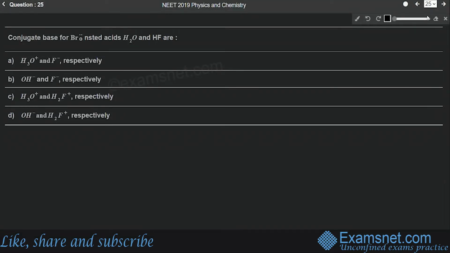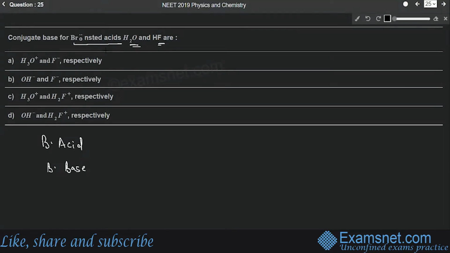Question number 25 is from the chapter Equilibrium, and the question is: conjugate base for Bronsted acids, water and hydrogen fluoride, are. Okay, so we should know about the Bronsted-Lowry theory here. This theory gives us the definition of Bronsted acid and Bronsted base. So let's see what the definitions are.